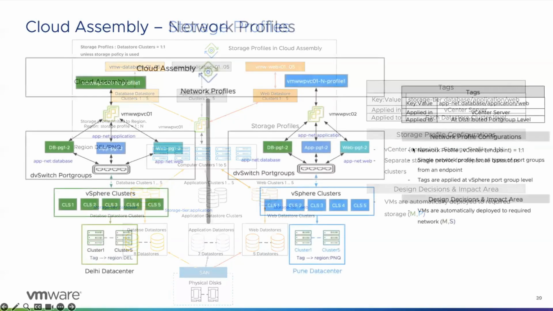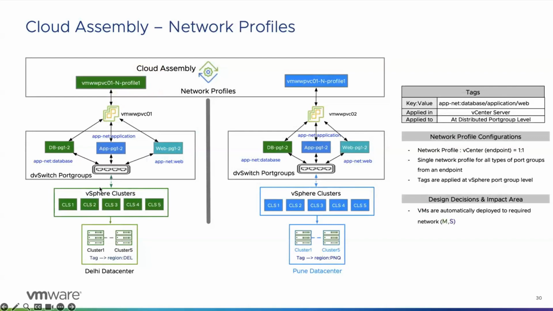And then something similar for network, because I have 3 different types of network, which go to all of these 5 clusters. So all these are common to all 5 clusters. And here the tag is appnet, and then they can be again database, application, web. Depending on what type of VM it is, it would utilize any one of the networks. How it all comes together.